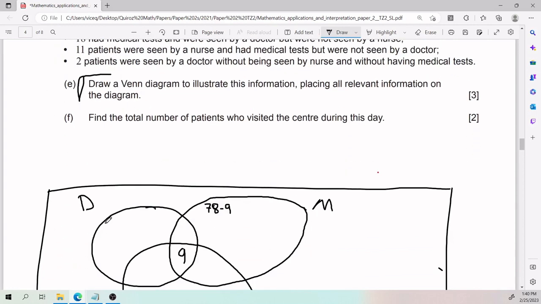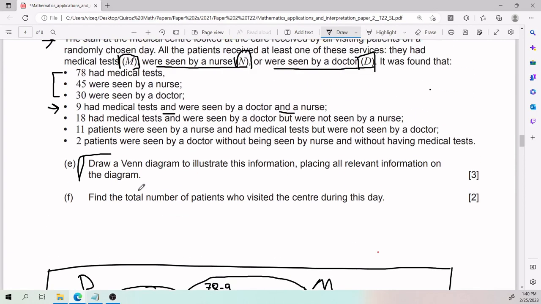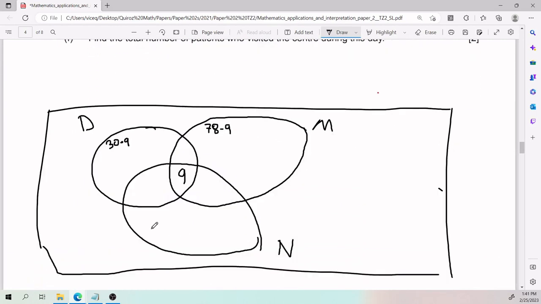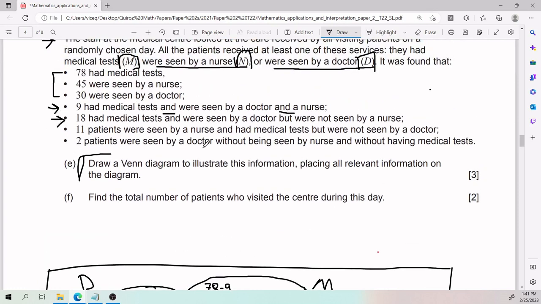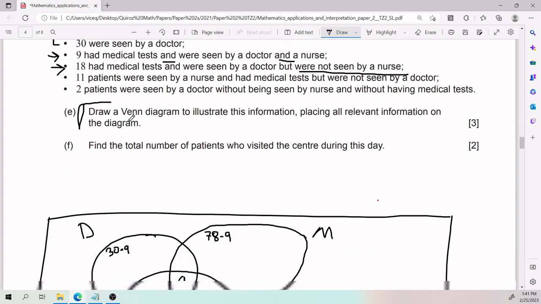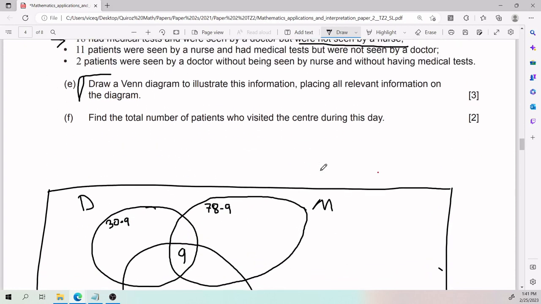The 30 that I have for doctor needs to be subtracted by 9. And the 45 that I have for nurse has to be subtracted by 9. And so you go subtracting until you reach the appropriate amount anywhere. 18 had medical tests and were seen by a doctor, but were not seen by a nurse. So 18 had medical tests, so that would be M here, and were seen by a doctor, but not by a nurse. So medical test, doctor, not nurse, it's going to be this guy here.